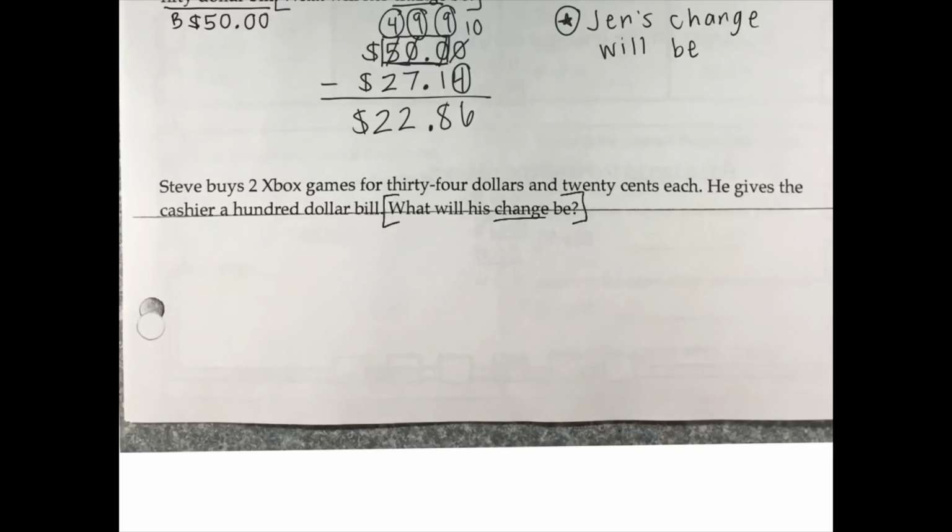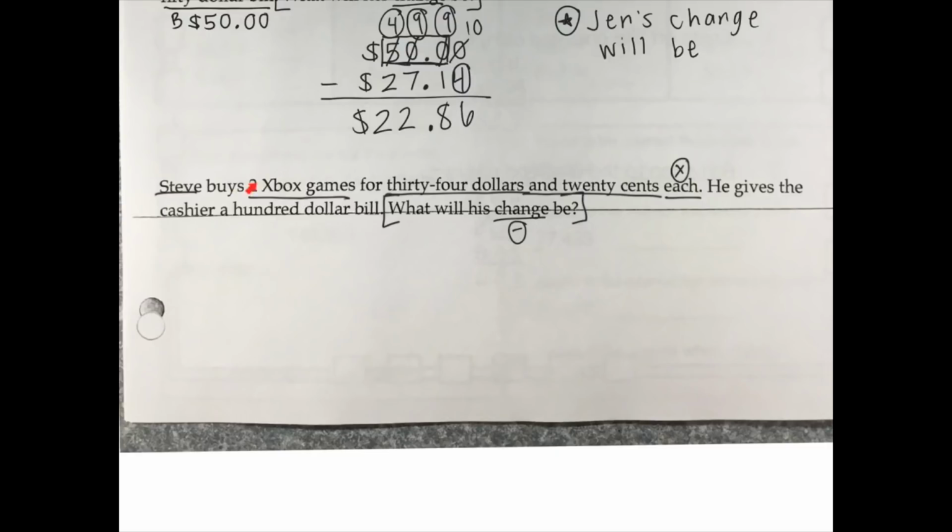We know change is a hint word for subtraction when we're dealing with money, so put a subtraction sign. We have Steve as important info. He buys 2 Xbox games for $34.20 each. So there's a lot going on. First of all, each, underline that. That means I need to multiply. I need to be thinking right away. I need to multiply and I need to subtract. So this is probably a 2-step problem.